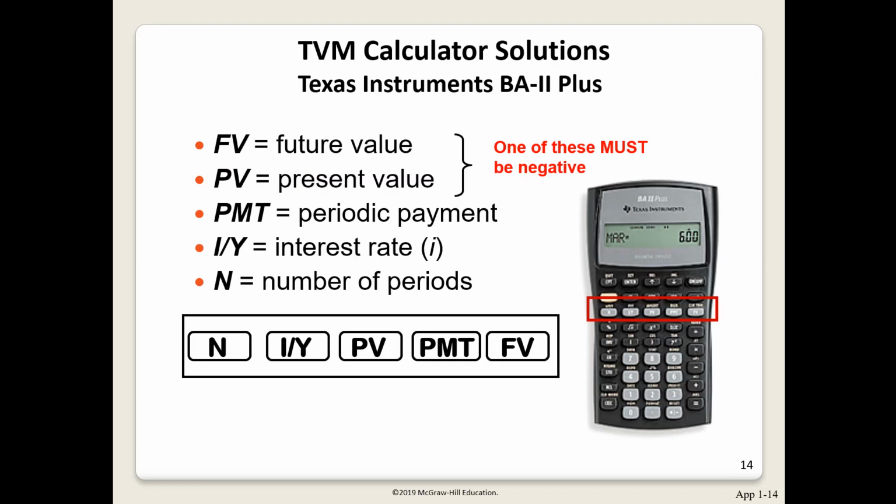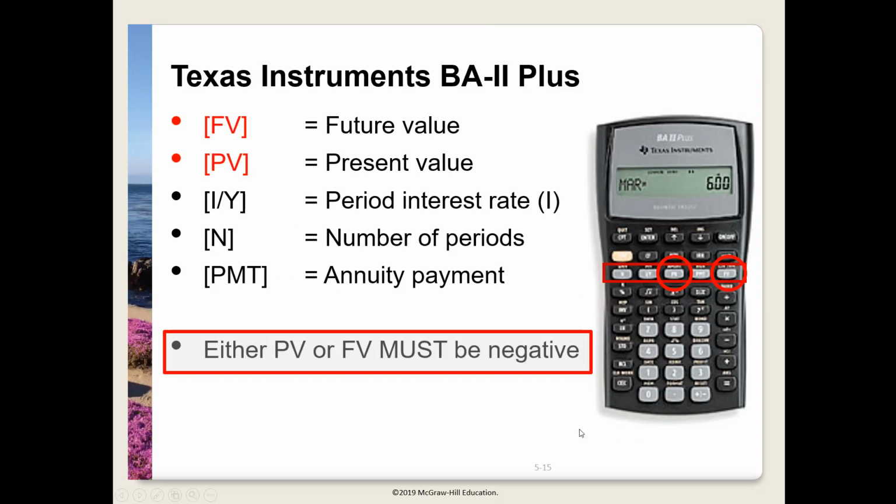I'm using the Texas Instruments Business Analyst 2+. Other calculators are similar. Before we start, let's make sure our calculator settings are correct. Future value is a dollar amount. Positive if an inflow to you, negative if an outflow. Present value is a dollar amount. Positive if an inflow to you, negative if an outflow.